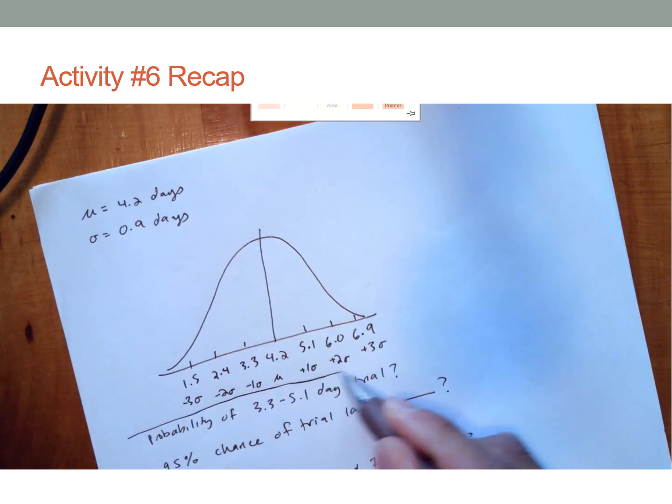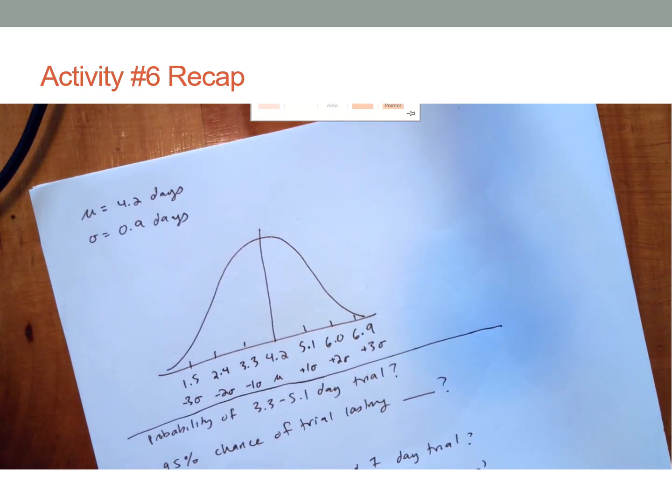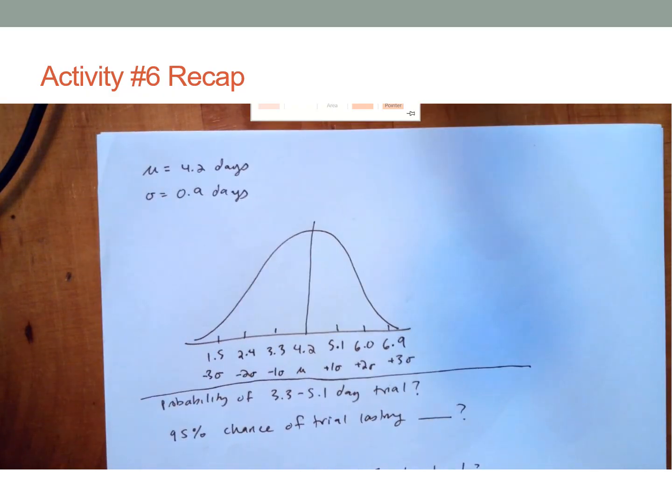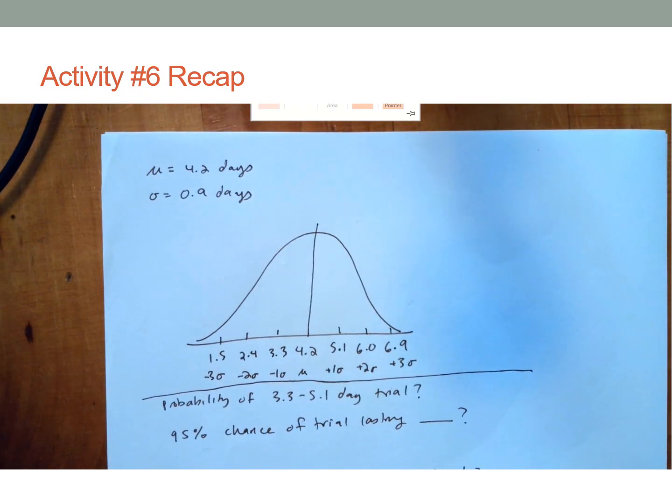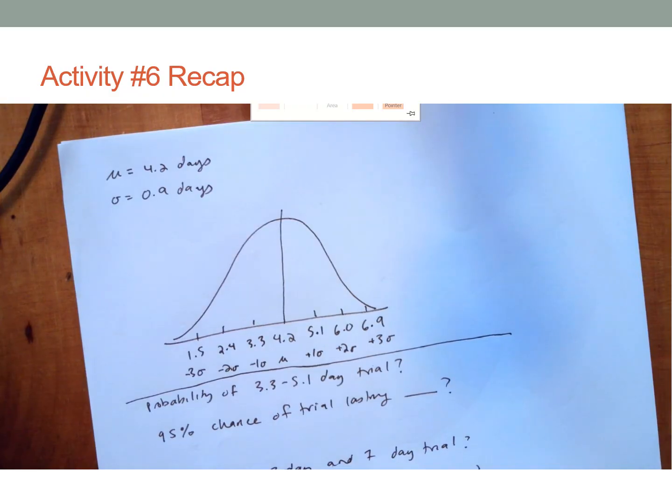So now we have a couple questions to answer. We can answer the first two using just what we have written up here. So what is the probability that a trial will last between 3.3 and 5.1 days? And we can say we have a 95% chance that a trial will last in what range of time. Our first question we can answer using the 68, 95, 99.7 rule.